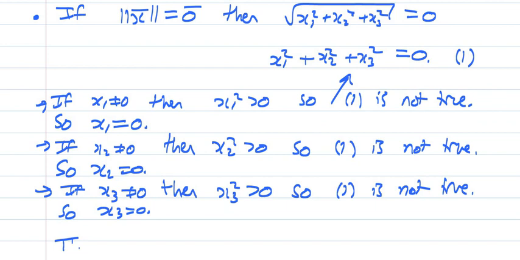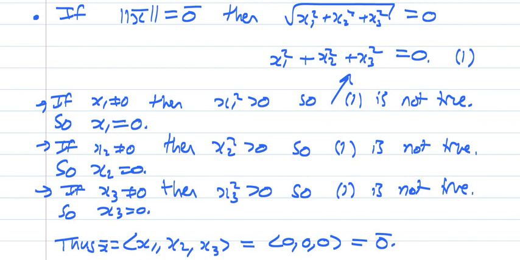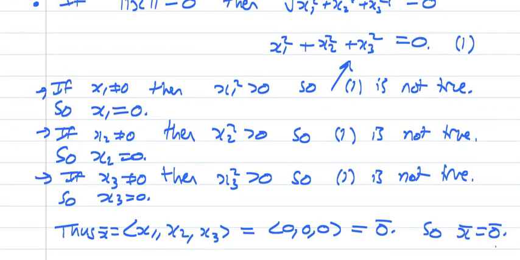So thus, x1, x2, x3, which is vector x, will be the vector where all of the components are 0. So it's the 0 vector. And so x is the 0 vector, which is what we wanted to prove.